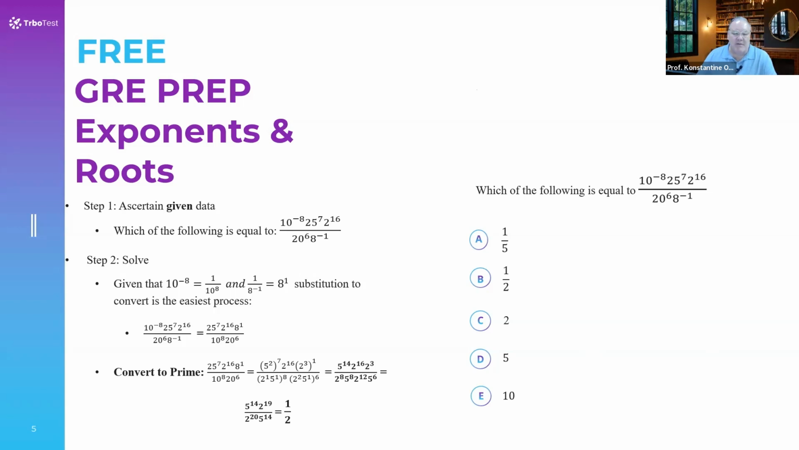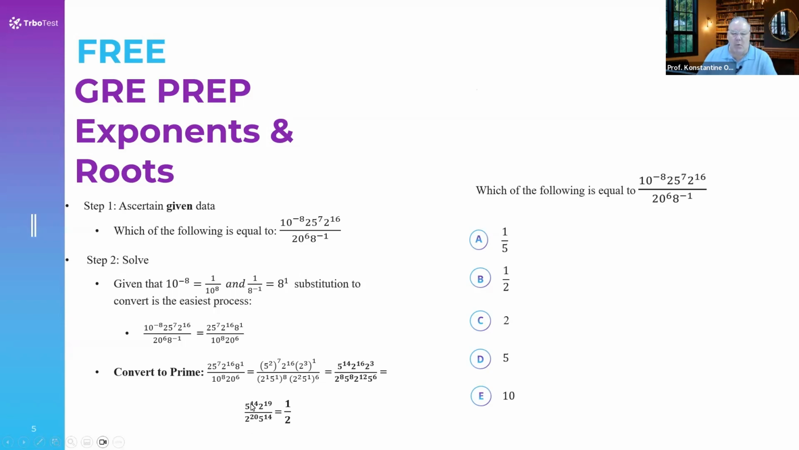Of course, we have 5 to the 14th times 2 to the 16th times 2 to the 3rd. With exponents, remember, if they have the same base, in this case the base is 2, we just add the exponents together. So 16 plus 3 is 19, which gives us 2 to the 19th. Same thing happens on the bottom. We have 2s. So we take the power of 8 and the power of 12, add them together. We have 2 to the 20th. We have 5s. We have 5 to the 8th and 5 to the 6th. Add them together gives us 14.